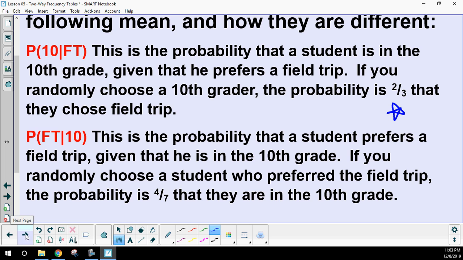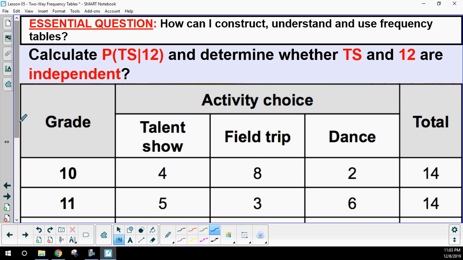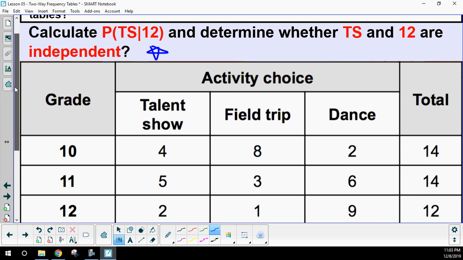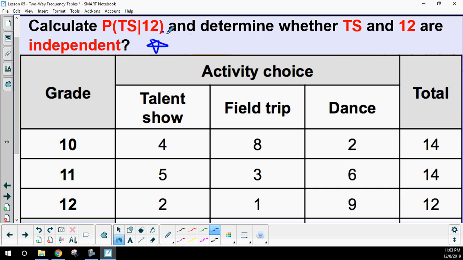Again, let's calculate talent show given that they're 12th grade and determine whether talent show and 12th grade are independent. You probably already know the answer to this. But real quick, let's recap that. What would this equal? Again, talent show and 12 would be 2. Given that they're in 12th grade, it should be over 12. 2 over 12 reduces to 1/6.